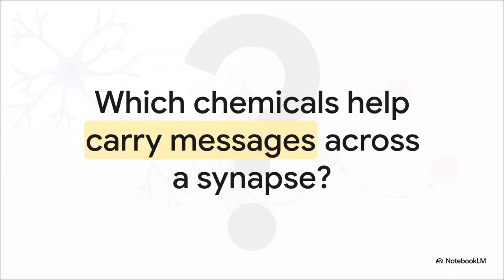Let's try the next one. Which chemicals help carry messages across a synapse? A. Neurotransmitters, B. Hormones, C. Enzymes, or D. Antibodies. What do you think? The right answer is A. Neurotransmitters. याद करें, हमने dopamine और acetylcholine की examples discuss की थी, जो इस chemical bridge का काम करते हैं.